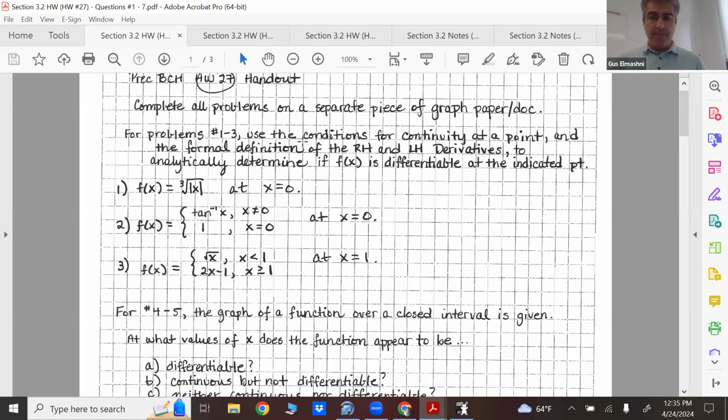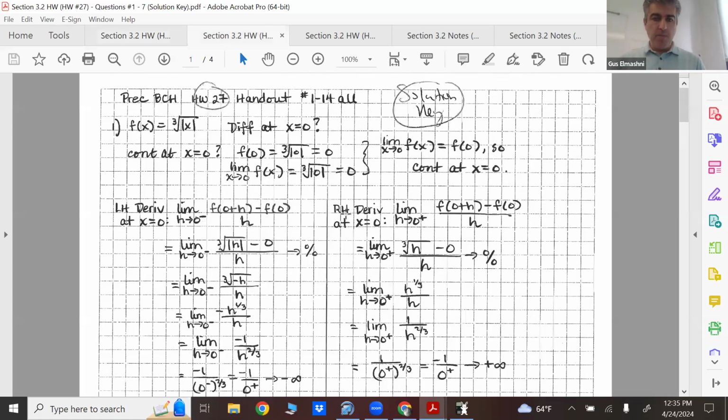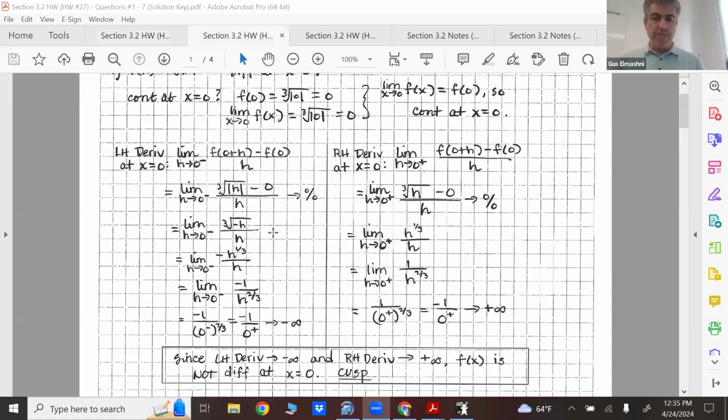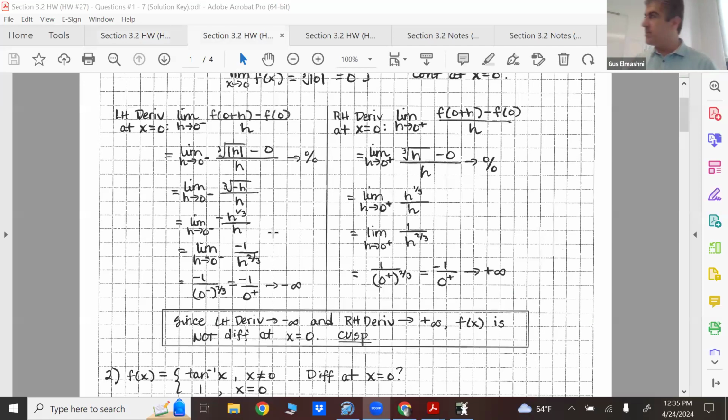To do that, we would use the formal definition of the left and right-hand derivatives. So just to walk you through it again. The left-hand derivative, h goes to 0 from the left. Right-hand derivative, h goes to 0 from the right. Remember, h is slightly negative here, h is slightly positive here. And remember, you're doing f of 0 plus h minus f of 0, and f of 0 equals 0. And then here replace h with 0 plus h.